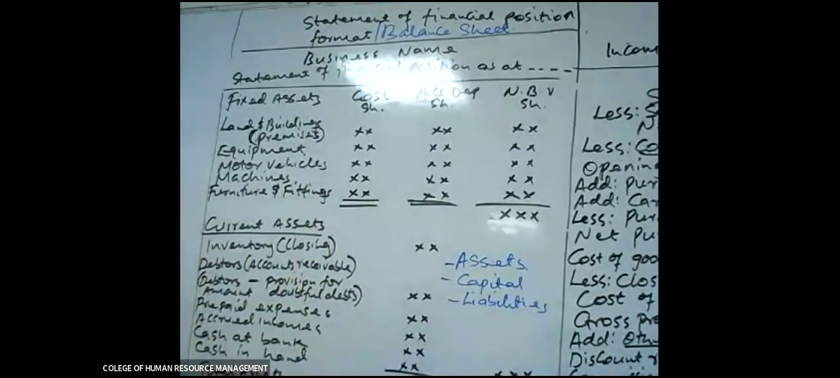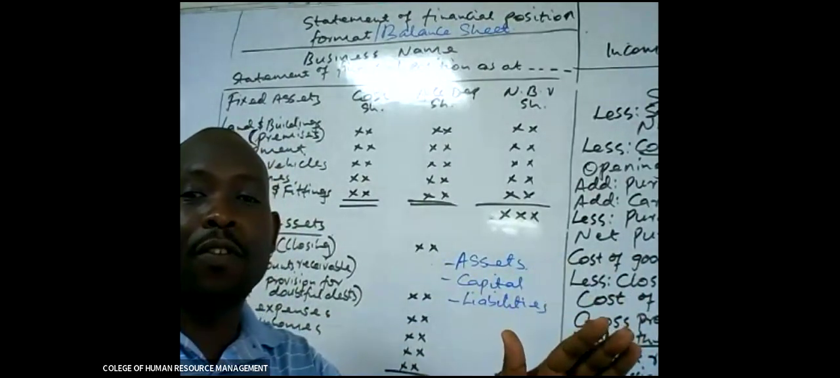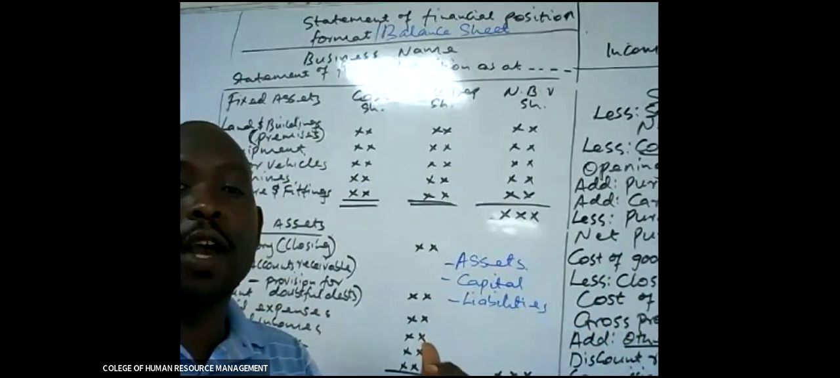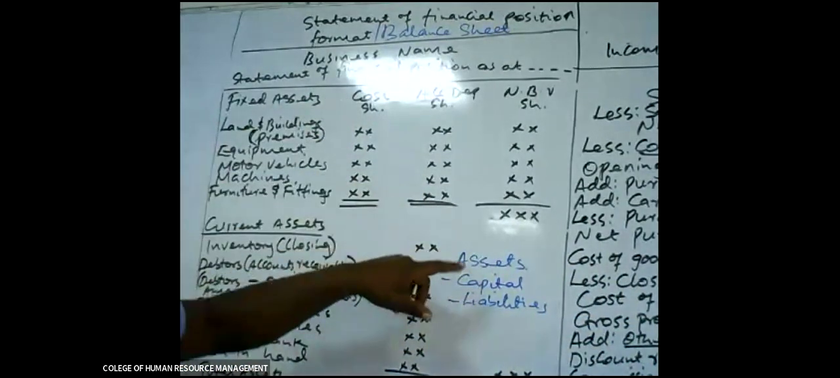So, no worries. For the assets, we know we have those assets we call fixed assets. We also have those assets we call current assets. So, in the statement of financial position, when you are capturing them, always start with these assets we call fixed assets. They are here.